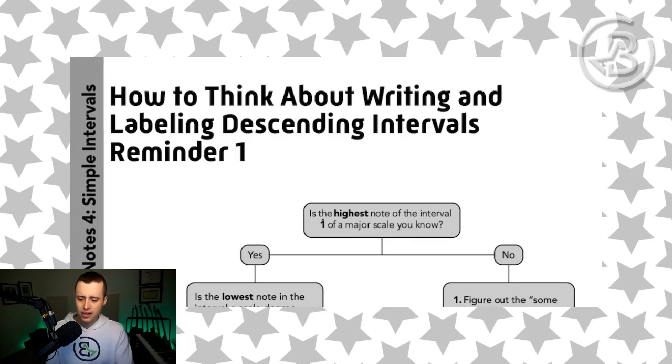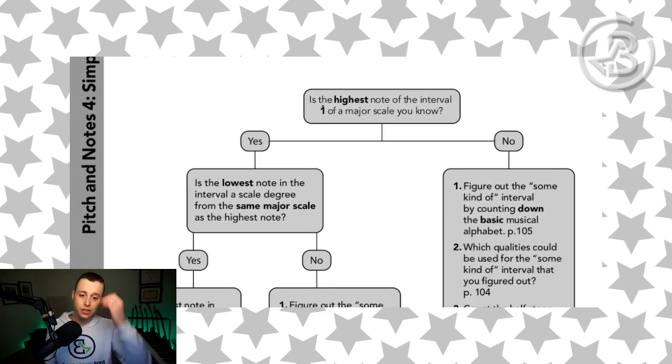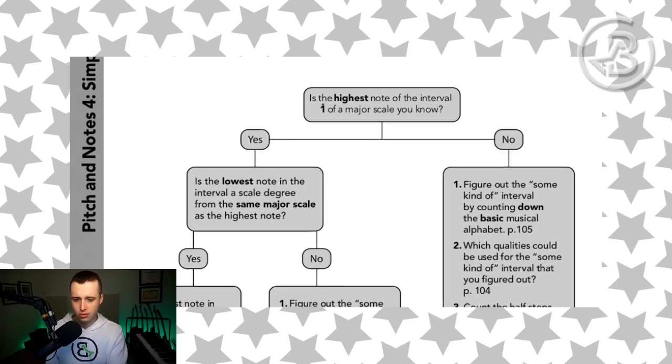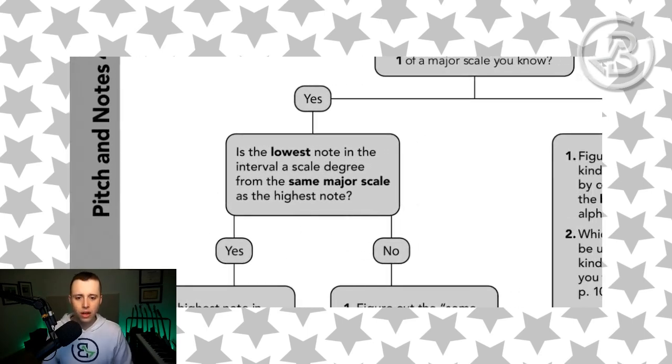So for descending intervals, the first question to ask yourself is, okay, is the highest note of the interval scale degree 1 of a major scale you know? So if the top note is a C or if the top note is a G, then you answer yes, and we go over here. And then is the lowest note in the interval a scale degree from the major scale as the highest note? So if the top note is C and the bottom note is F sharp, well, F sharp's not from C, it's from G. That means you're going to say no.